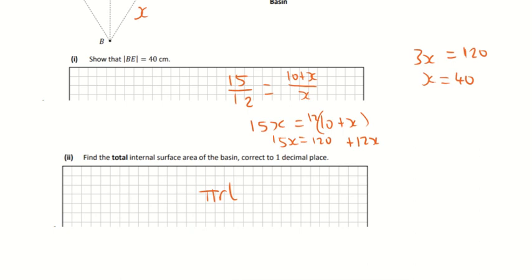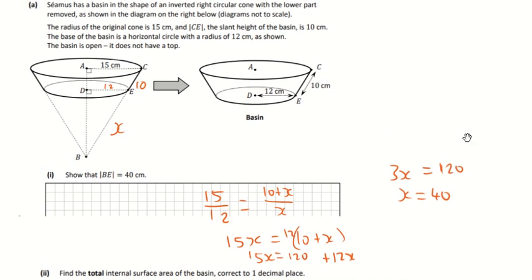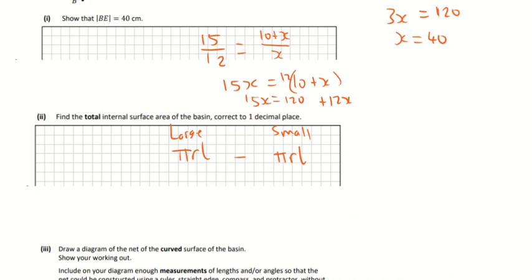So this is going to be the large one, and then the small one, we're going to find the curved surface area of that, and we're going to subtract them from each other. But that will only find the area on the outside bit, so we need to find the area of the bottom of the basin as well. So this here, but that's just a circle, so we're just going to add on the area of a circle, so plus pi r squared. So that's the circle.